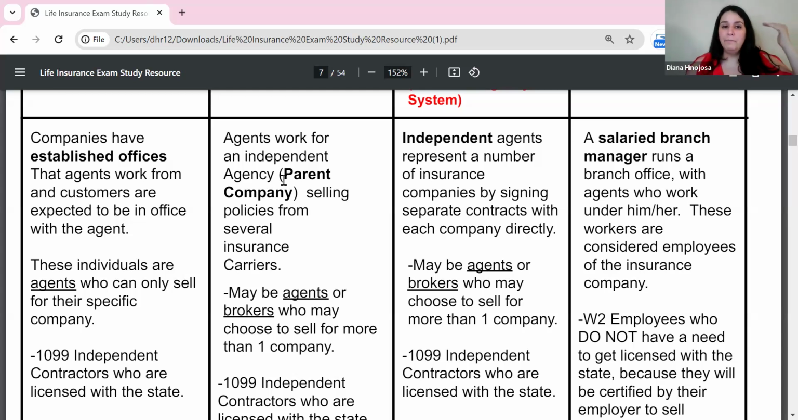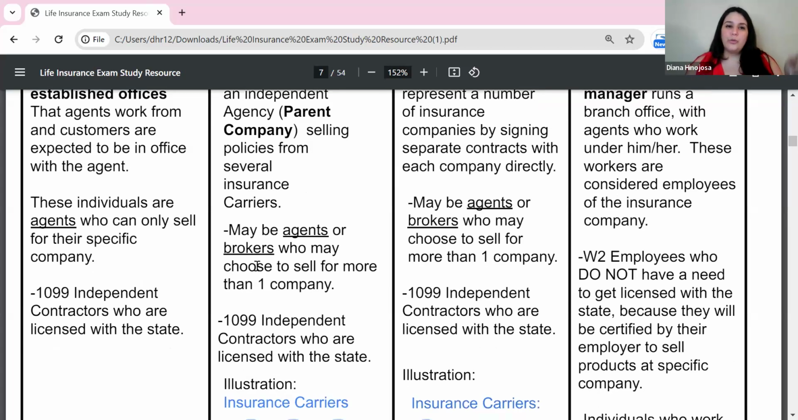You have your parent company, and with that parent company, they already have their contracts with their carriers. The carriers are Mutual of Omaha, National Life Group, F&G, the actual insurance company and providers. Through their contracts, you can sign up with one and be an agent, or you can sign up with 2 or all 20 or all 90 and be a broker. So you have the option to choose how many and which companies you actually want to sell for. All right, so a little bit more freedom.